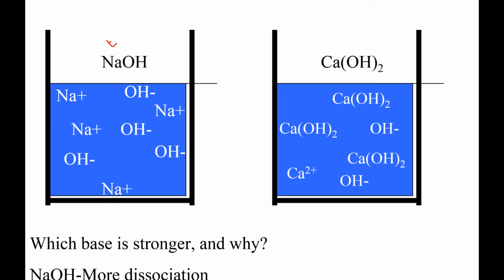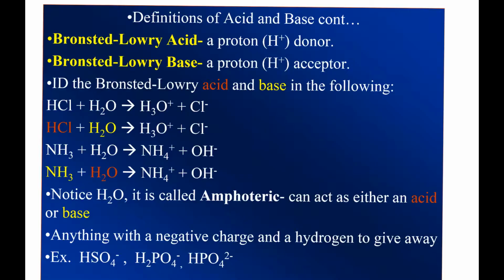So it seems like at first glance, calcium hydroxide would produce more hydroxide ions. Well, it's great, but if you can't release them, and they just stay together, it doesn't produce a basic solution. So again, it's all about which one ionizes or dissociates the most. That's the stronger acid and the stronger base.